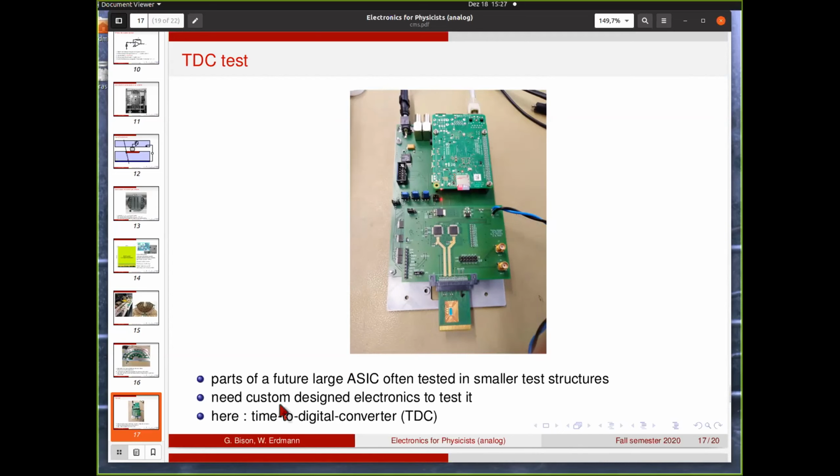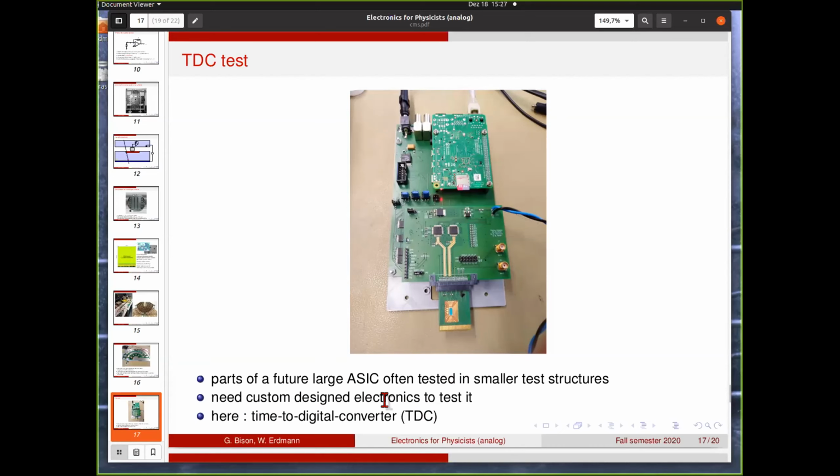So there's not only, as you've learned in the lecture, an analog-to-digital converter, but there are also time-to-digital converters, or TDCs, which are in principle precise clocks. So you get a start and a stop signal, and you count how often an oscillator oscillated in the time between. And such a TDC also needs to be integrated into an ASIC of a future readout chip.